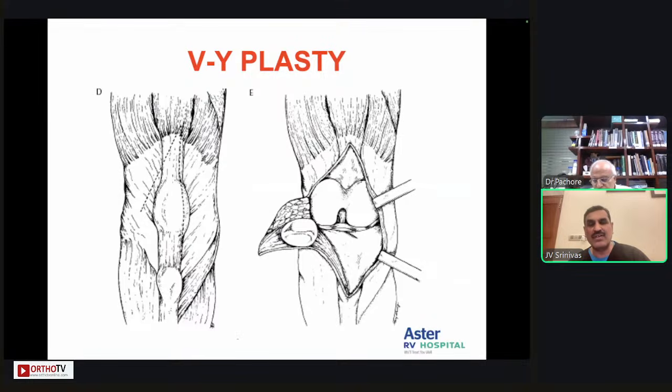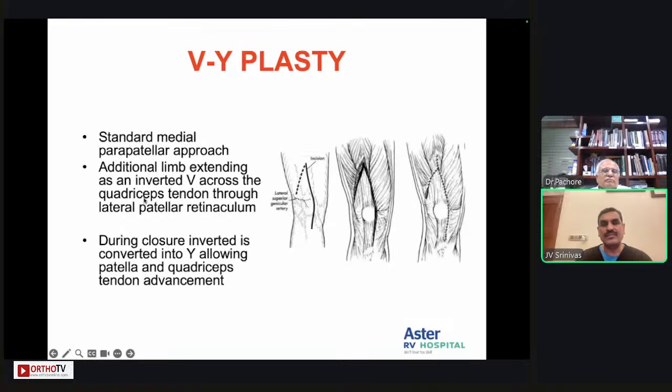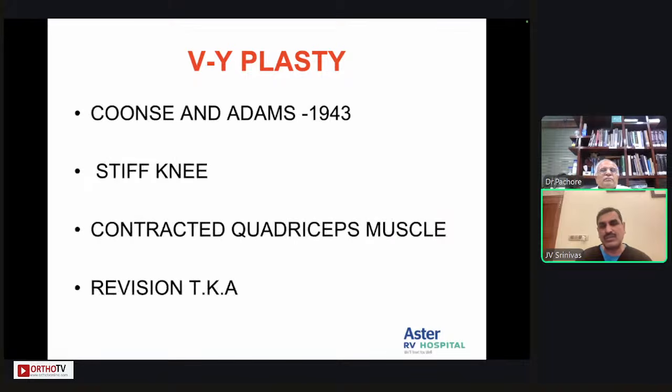If it's not allowing, then go for a VY-plasty at the apex of your medial parapatellar arthrotomy. Your line of arthrotomy comes down and laterally as far as possible till you get your exposure. So VY-plasty, as I said, is a standard medial parapatellar arthrotomy and then coming down, described by Coonse and Adams in 1943, especially for stiff knee and contracted quadriceps muscle. And definitely it is used in a revision TKA.